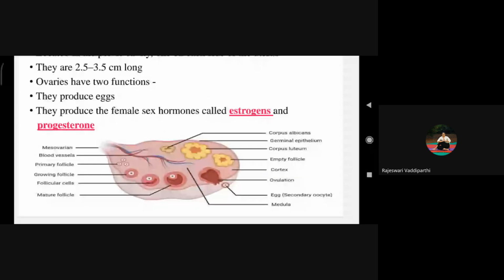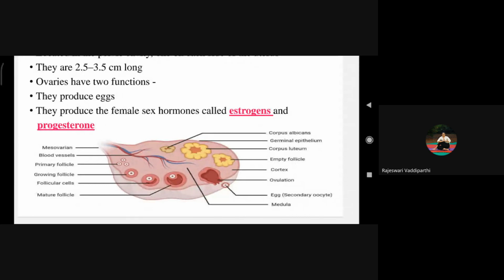So this is the inside picture. They produce eggs, you can see how they are produced in this picture. And ovaries produce two hormones, estrogen and progesterone. These are two female sex hormones.